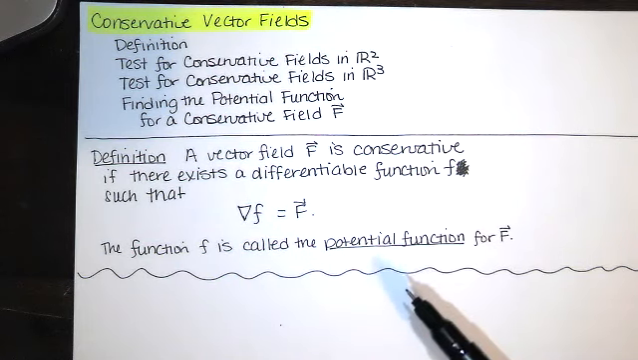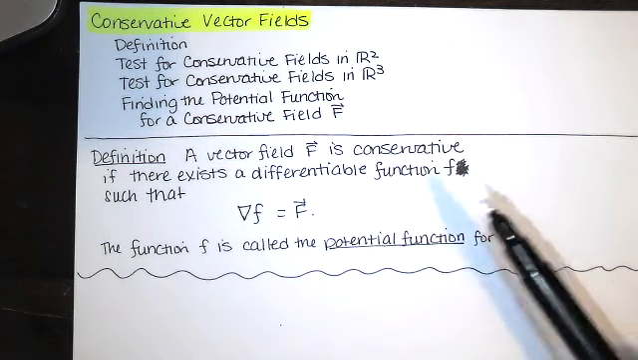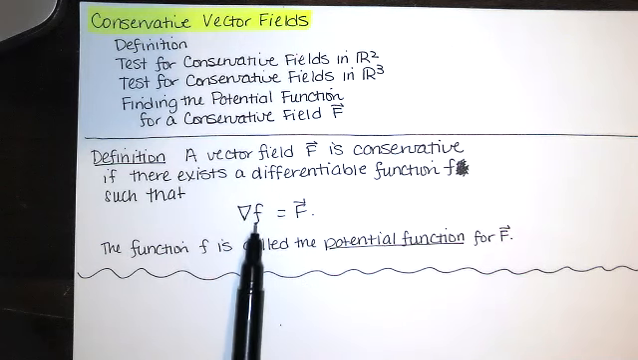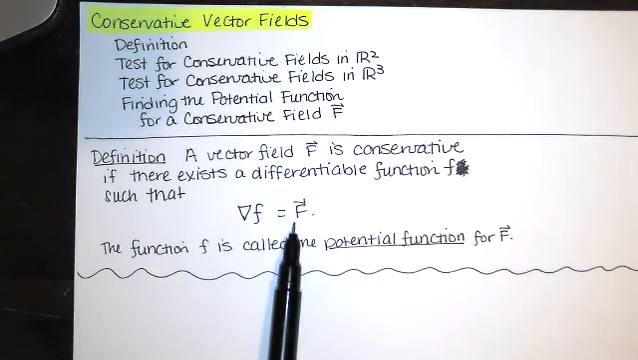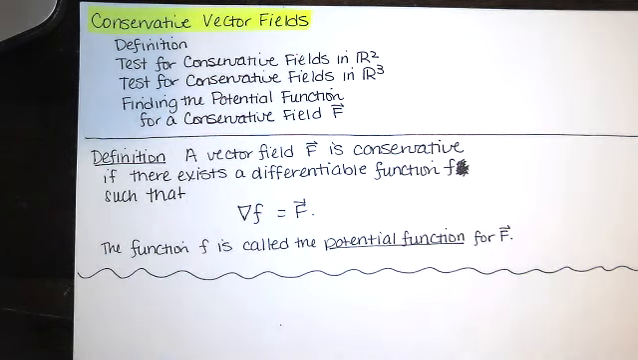We're just going to determine whether a given field is conservative by trying to find the function little f, so the gradient of this function is equal to the vector function. I'll give you a test for those fields in R2 and R3, and then we'll talk about how to find this function little f.